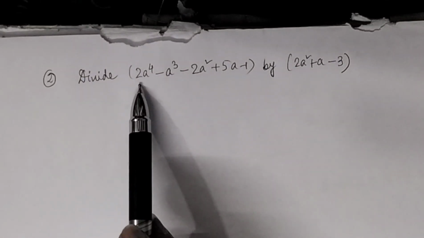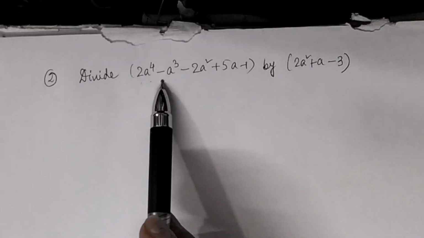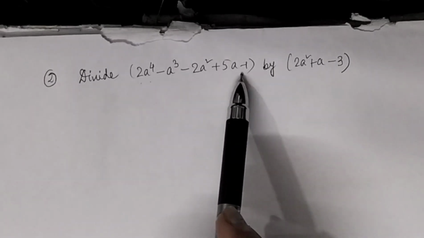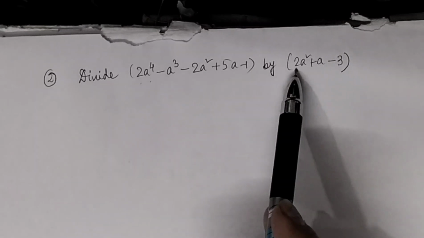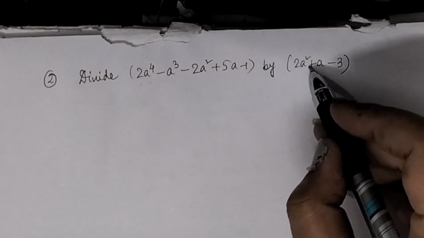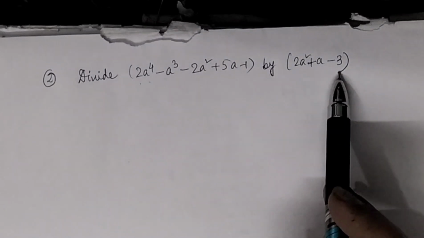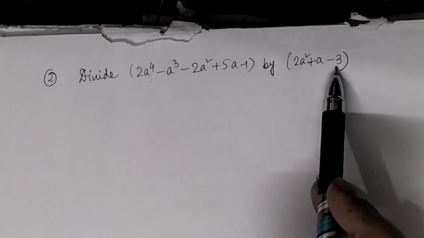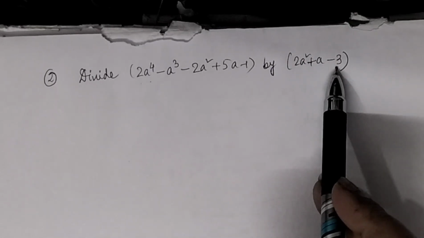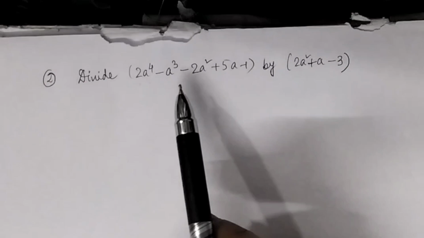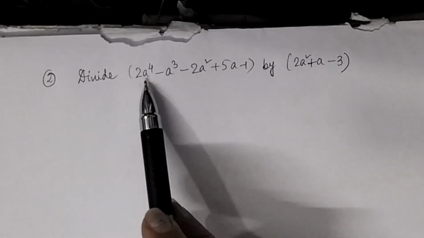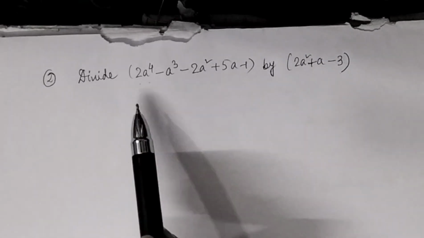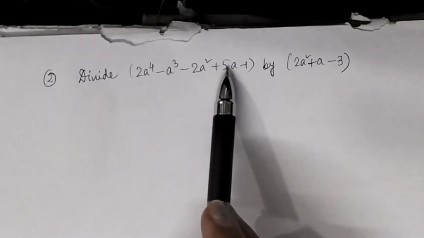Here we have to divide 2a to the power 4 minus a cube minus 2a square plus 5a minus 1 by 2a square plus a minus 3. So this one is the dividend, this one is the divisor. So again, we have to first see whether the powers of the variables in both cases are in descending order or not. Here it is 4, 3, 2, 1 and 0.